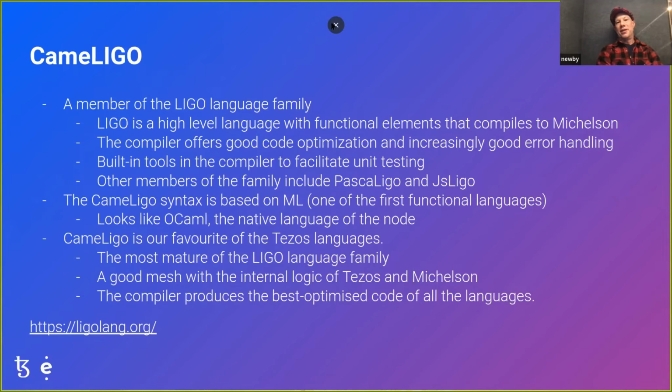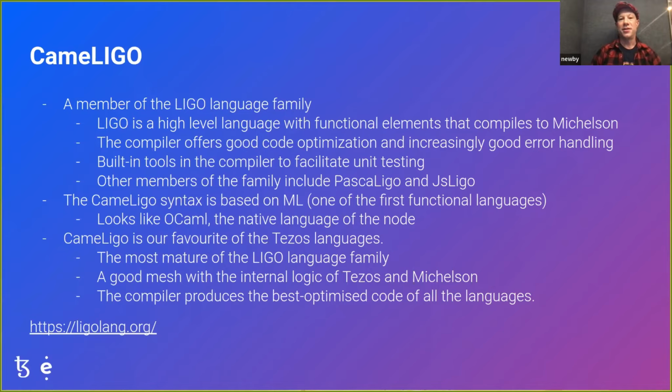So, full disclosure, CameLIGO is our favorite of the smart contract programming languages, and we will not attempt to hide that. It's a member of a family of languages called LIGO. There are different front ends to the compiler, which resemble Pascal, which resemble JavaScript, which resemble ReasonML, but CameLIGO is the OG of the LIGO family. And we find that it fits the best. It's a high-level language with functional elements, which compiles to Michelson. It offers good code optimization and increasingly good error handling. And it now has some really quite nice tools to help you with unit testing.